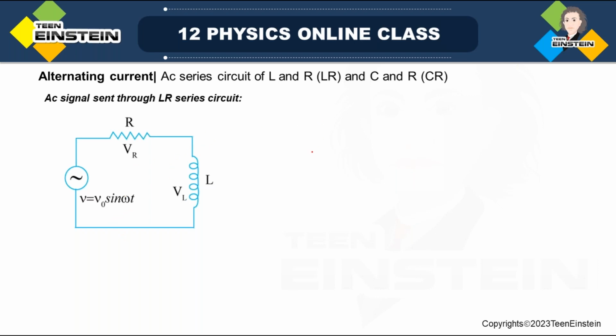So we have already seen in the case of a pure resistive circuit that the voltage drop VR is equal to IR. So this obeys Ohm's law, right? In the case of a pure inductor AC circuit, we have seen the whole potential is dropped across the inductor coil, and that time we have seen that this will be L di dt. This is the voltage drop across the inductor coil.